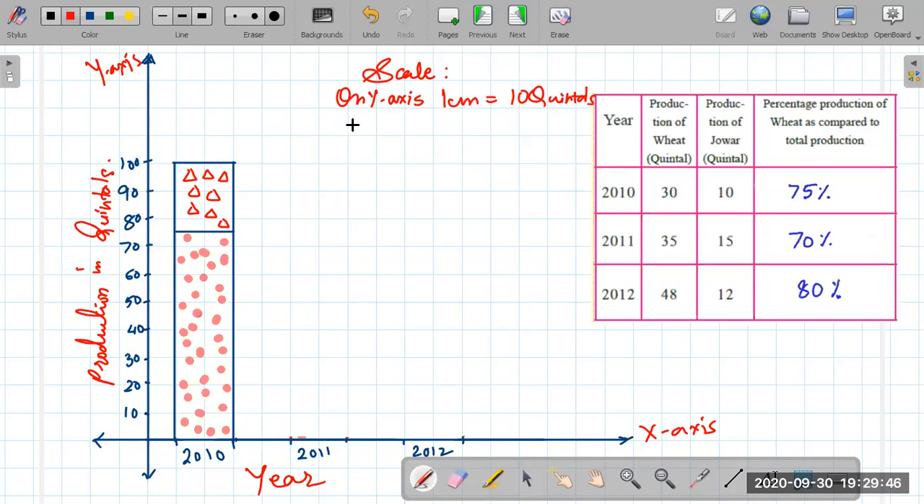And then we have to also mention the pattern that we are using. Some dots are used for wheat and some triangles are used for jawar, like that. Isn't that easy, students?